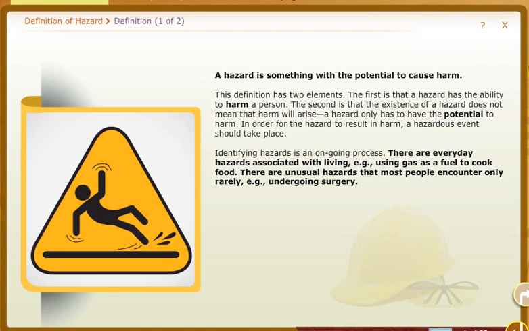Identifying hazards is an ongoing process. There are everyday hazards associated with living. For example, using gas as a fuel to cook food. There are unusual hazards that most people encounter only rarely. For example, undergoing surgery.